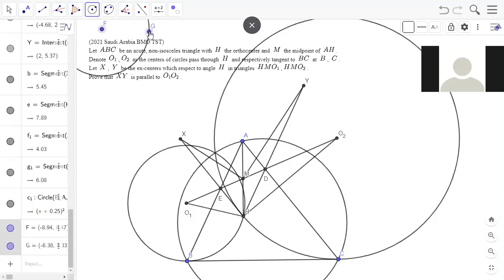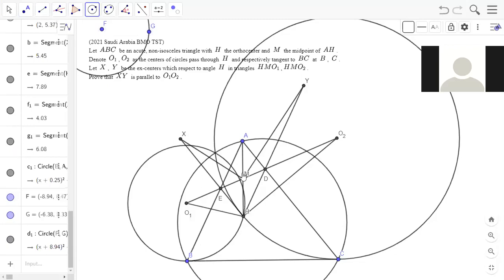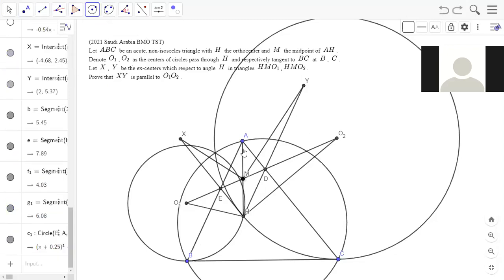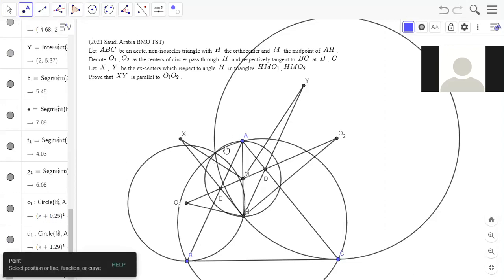Whoops. That is actually an angle chase. I think I have proved it. If you let those two circles intersect, then we can prove that, let me name that point.